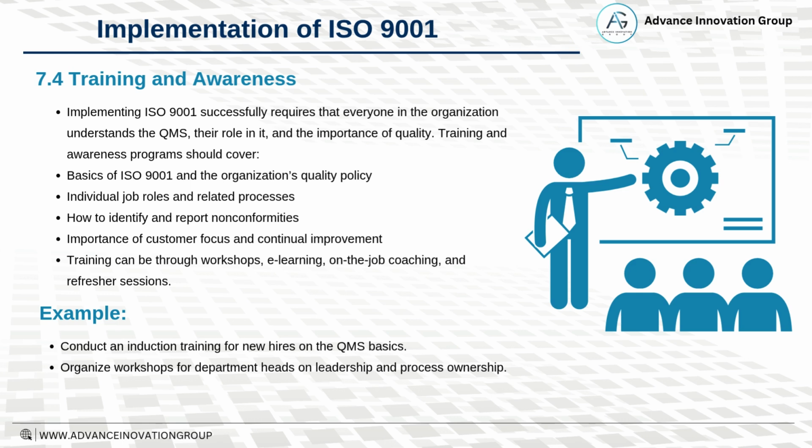7.4 Training and Awareness. Successful implementation of ISO 9001 depends on everyone in the organization understanding the quality management system, their role in it, and why quality matters. Training and awareness programs should include basics of ISO 9001, the organization's quality policy, and how each individual's job relates to the QMS processes.